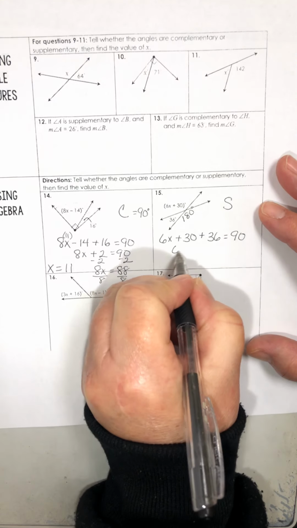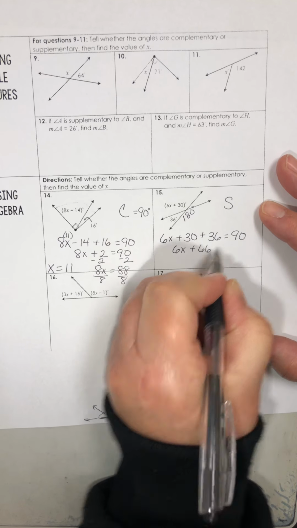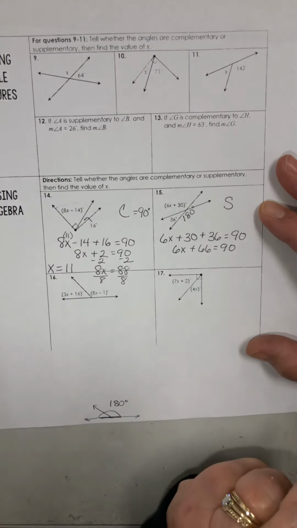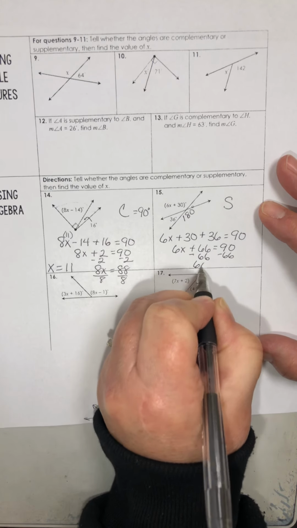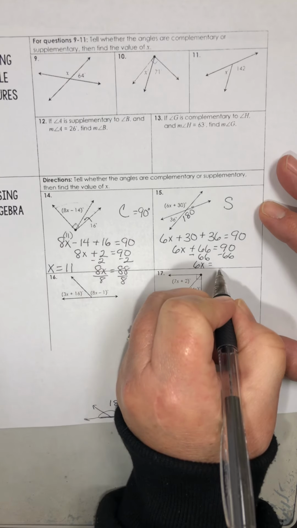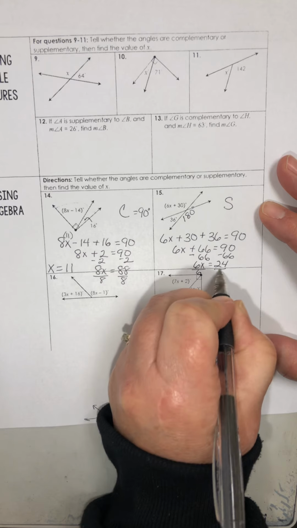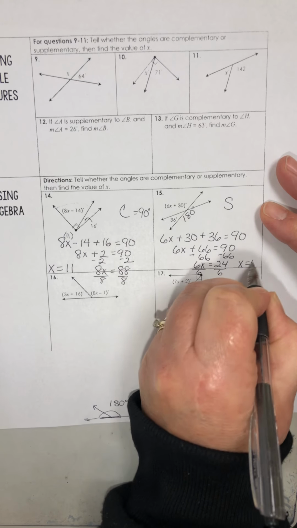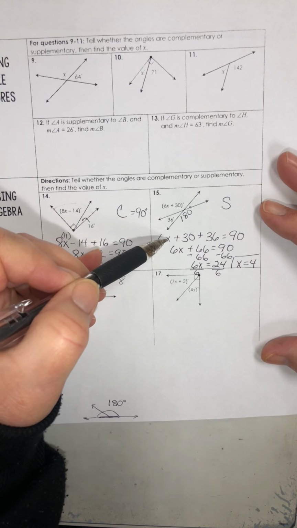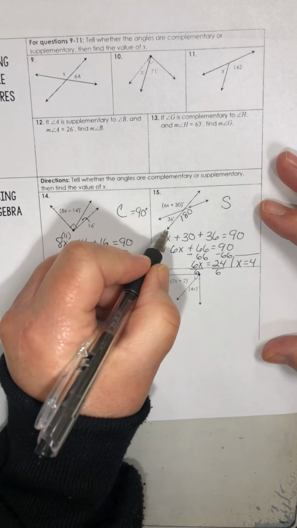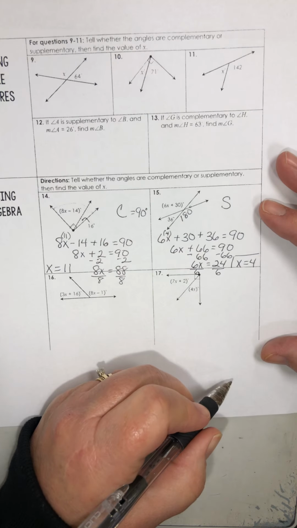So if we simplify that by adding like terms, we have 6x plus 66 equals 180. Subtract the 66 from both sides. 6x equals 114. Divide by 6. In this case, x equals 19. And so when I put the x value back in here, it should equal 180 degrees.